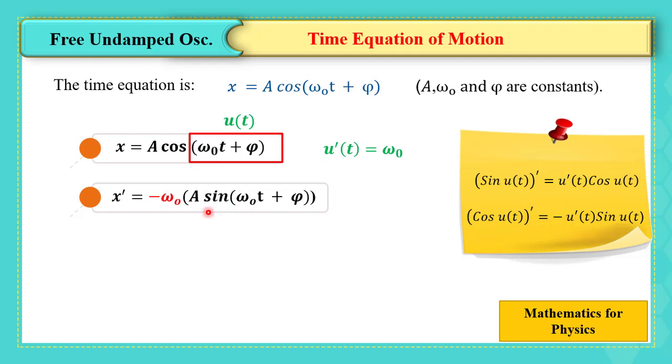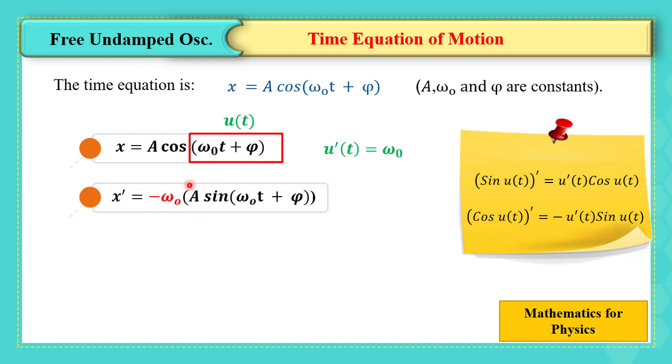First, the derivative of x is minus, because we are making the derivative of cosine, so minus omega 0, which is the derivative of the function omega 0 t plus phi, into a sine omega 0 t plus phi, where a is constant, so we write it as it is.